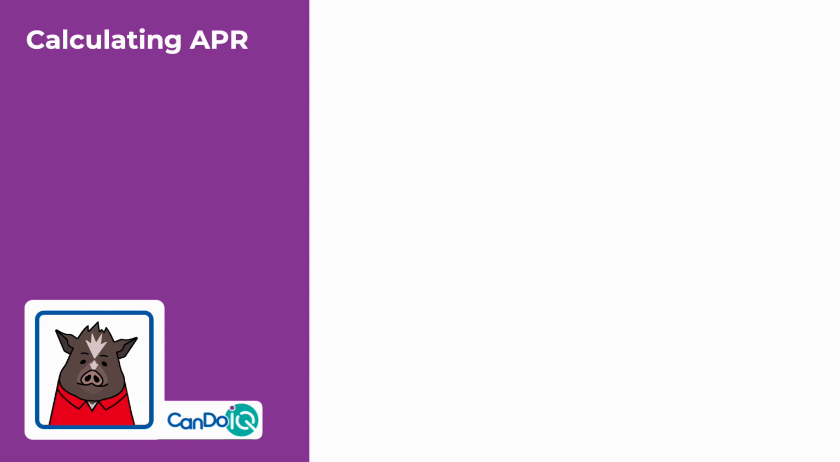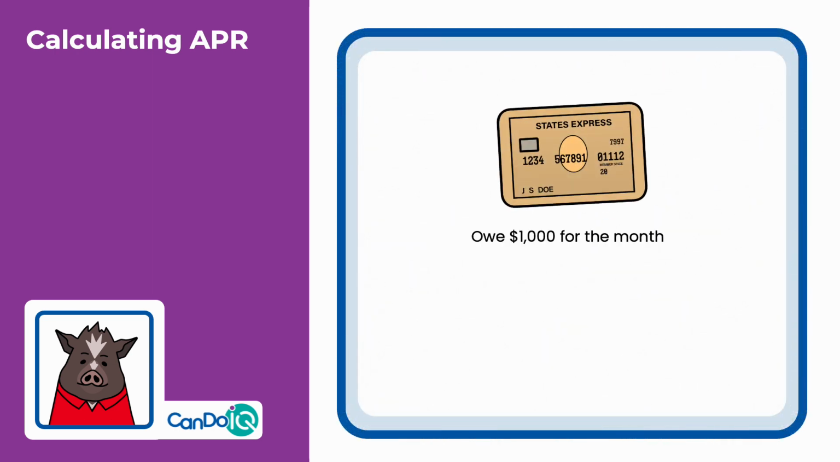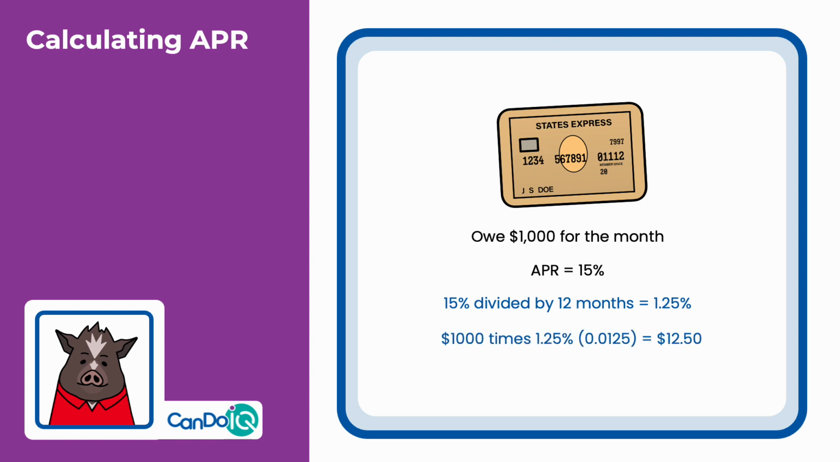For example, if you currently owe $1,000 on your credit card throughout the month and your APR is 15%, you can calculate your monthly interest rate by dividing the 15% by 12 months, which is approximately 1.25%. Then multiply $1,000 times 1.25% for an amount of $12.50. This is the amount of interest you will pay each month if you carry a balance of $1,000.